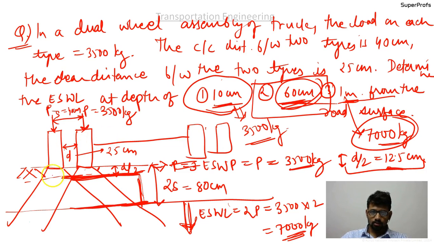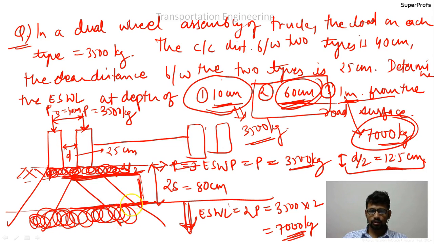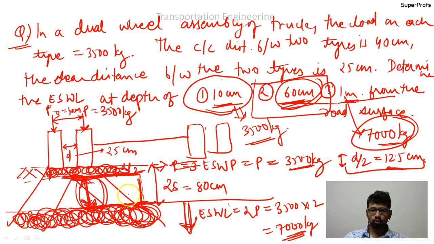Okay, so up to d by 2 it is 3500, which is equal to p itself. At depth greater than 2s it is 7000 kg, the equivalent single wheel load, and between this there is logarithmic variation of the equivalent single wheel load from p to 2p, and our 60 centimeters was lying somewhere between this. So we found out that at 60 centimeters the equivalent single wheel load comes out to be 6192.29 kg.